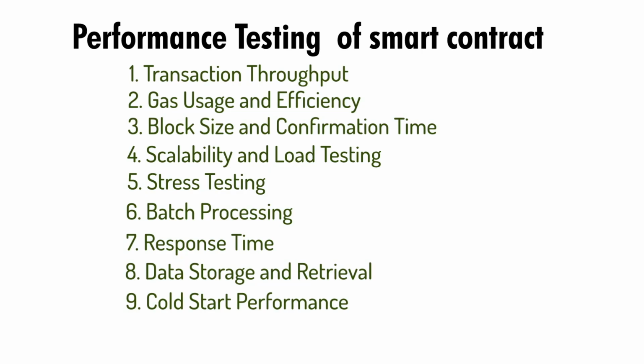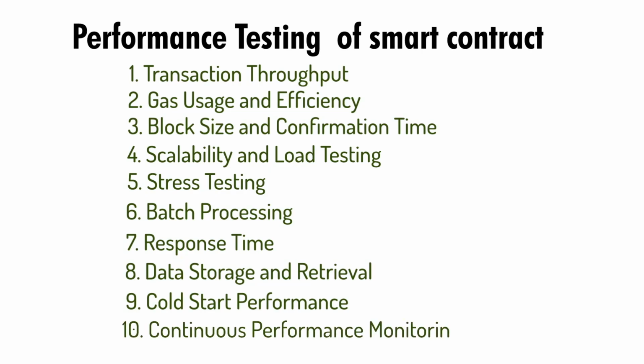Continuous performance monitoring. Implement continuous performance monitoring of the contract to track its performance over time. Collect the performance metrics such as response time, gas usage, transaction throughput, and compare them against defined thresholds to identify the performance degradation or improvement. These test scenarios aim to evaluate the performance characteristics of the smart contract, including transaction throughput, gas usage, response time, scalability, load handling capabilities, etc.